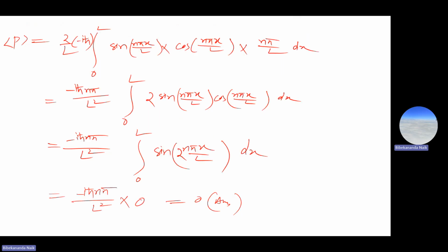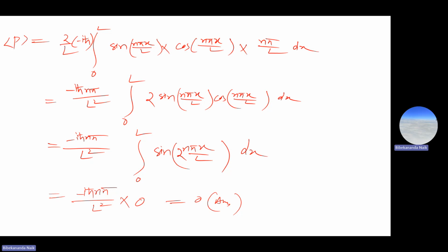And also you can see this expectation value is 0 for any value of n. Since we have taken here the wave function with n pi x by L, this is a generalized wave function. So if you put any value of n, that is n equal to 1, 2, 3 up to any value, in every state, n equal to 1 means ground state, n equal to 2 means first excited state, like that.